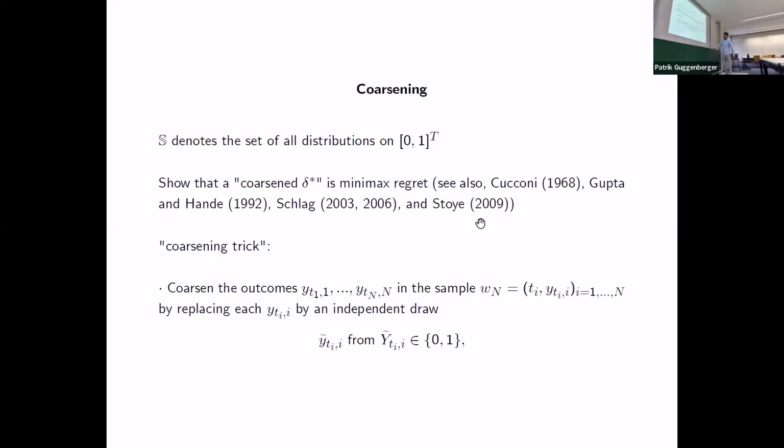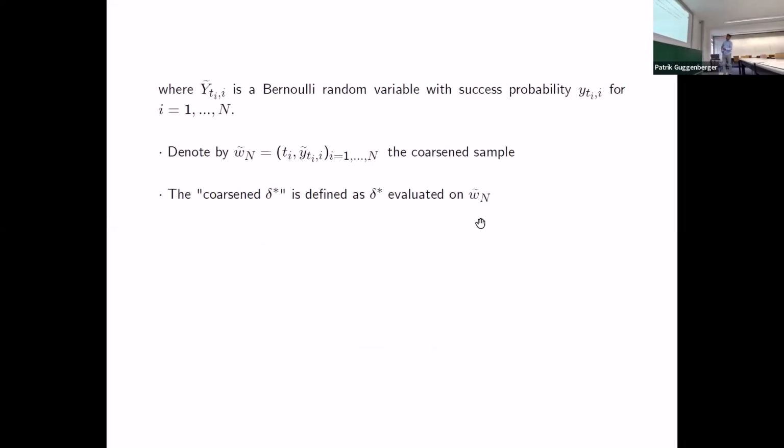So how do we coarsen? We are replacing each observation by an independent draw from a Bernoulli distribution with success probability equal to the observation. So for example, if this was a 0.3, then you use a Bernoulli distribution with success probability 0.3. You obtain a 0 or a 1, okay? And let's denote by the tilde notation the coarsened outcomes. And then we simply denote by W tilde the coarsened data set, and you simply apply to the coarsened data set the minimax regret treatment rule from the binary world.